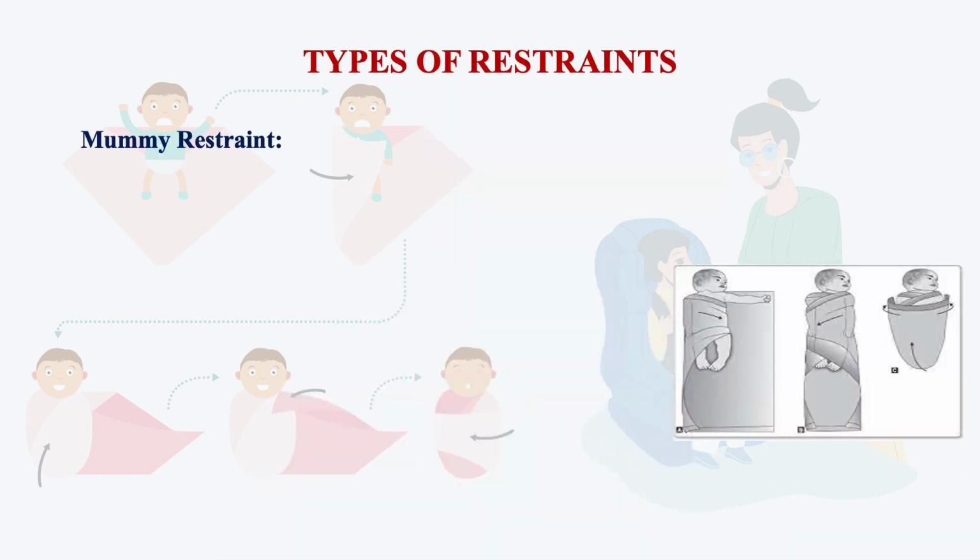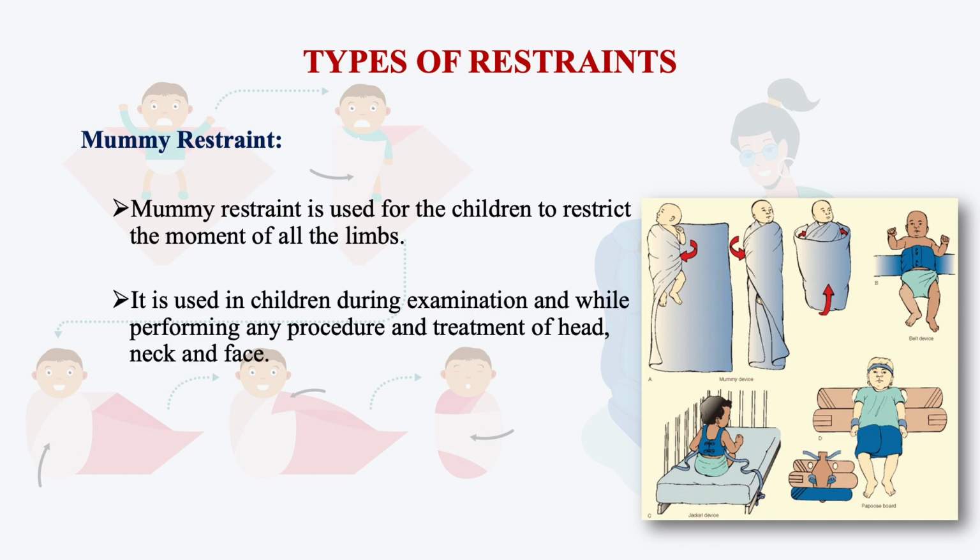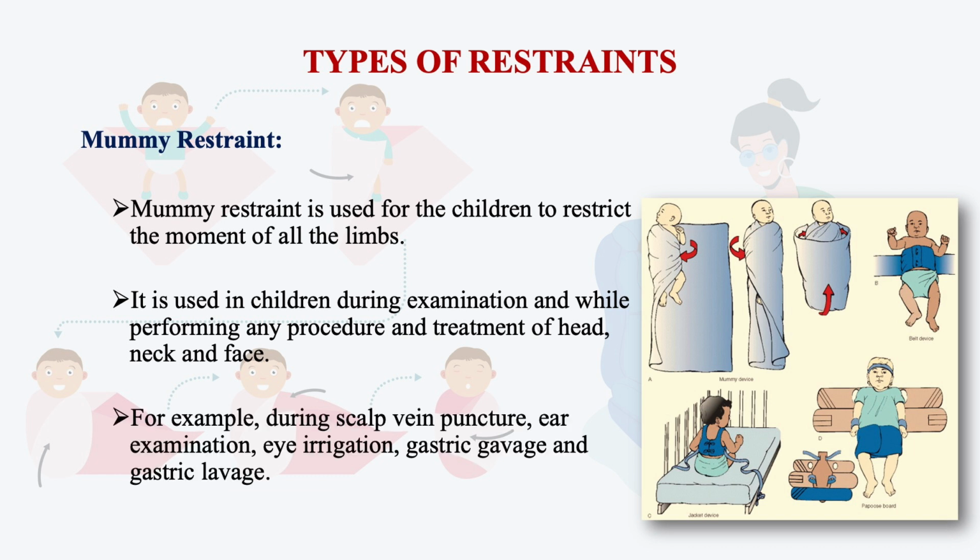The types of restraints are basically physical restraints. The first type is mummy restraint. A mummy restraint is used for children to restrict the movement of the limbs. It is used in children during examination and while performing any procedure and treatment of head, neck and face. For example, during scalp vein puncture, ear examination, eye irrigation, gastric gavage and gastric lavage. You can also restrain the baby while giving bath. You can restrain the baby in mummy restraint and hand over the baby to the mother for giving bath.